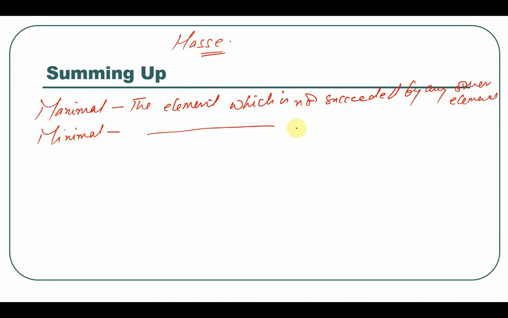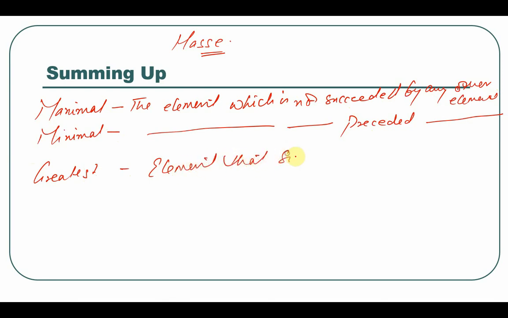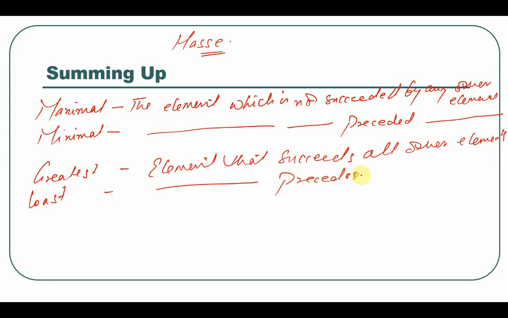as the element which is not preceded by any other element. We have identified the greatest element, the element that succeeds all other elements. Similarly, we have identified the least element as the element that precedes all other elements. In the next lecture, we will look at how to identify bounds if we are given a hash diagram and a subset. Till then, thank you.